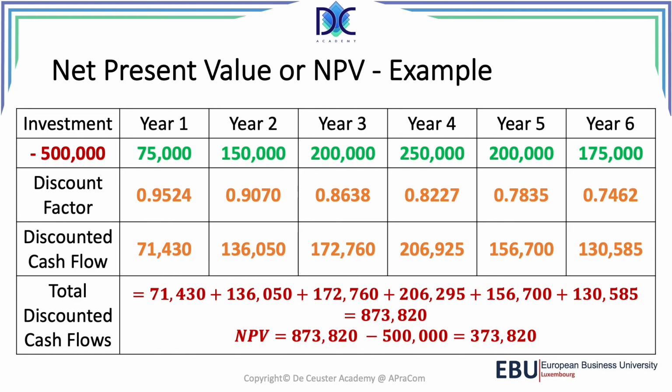of 373,820. So that was all for this second part of lesson 2, and in the next video we will look into the remaining elements of this class.